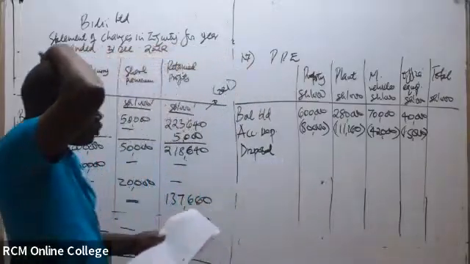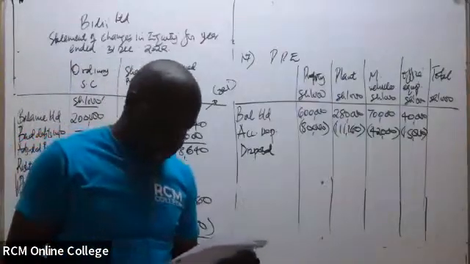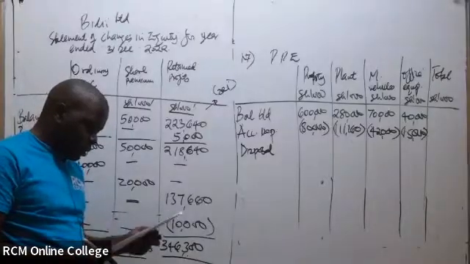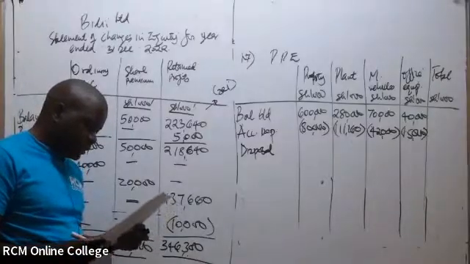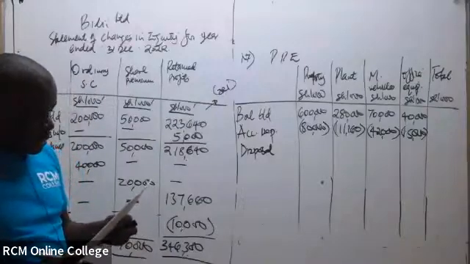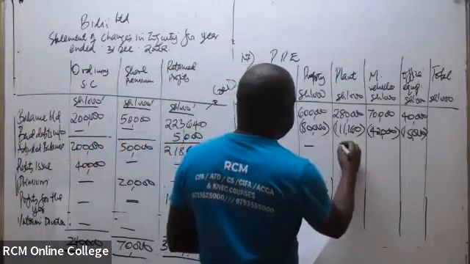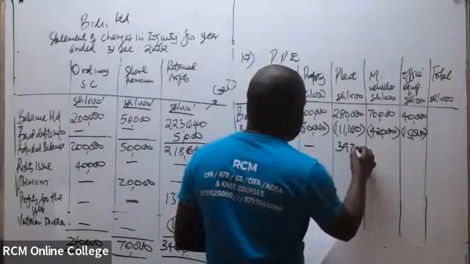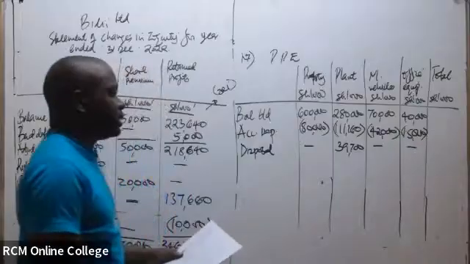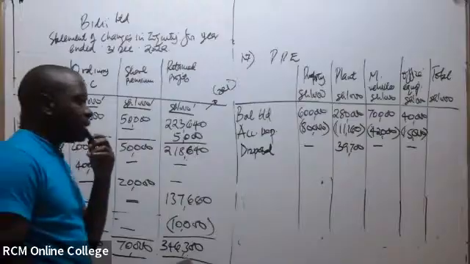So we have a disposal. There was an item of plant which was disposed of, and you're told how much it cost. The plant had a cost of 39,700,000. So that item was actually done what? Disposed. It was actually disposed of.